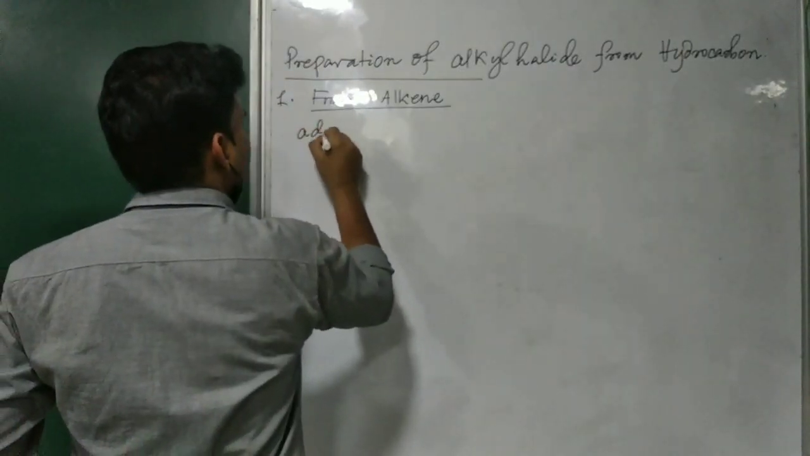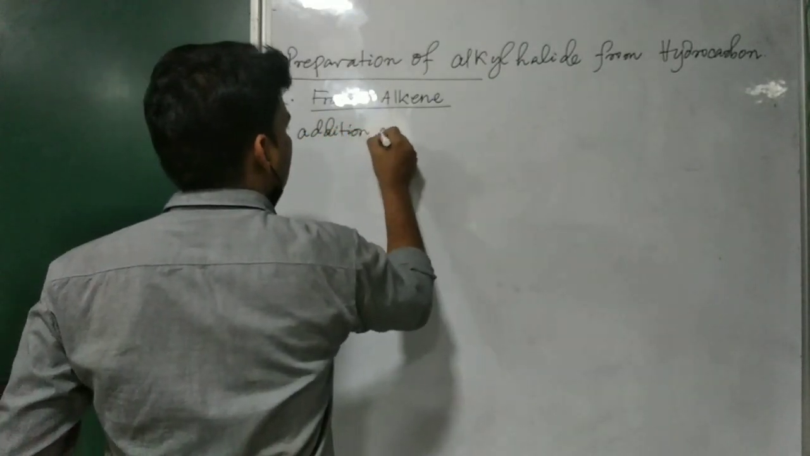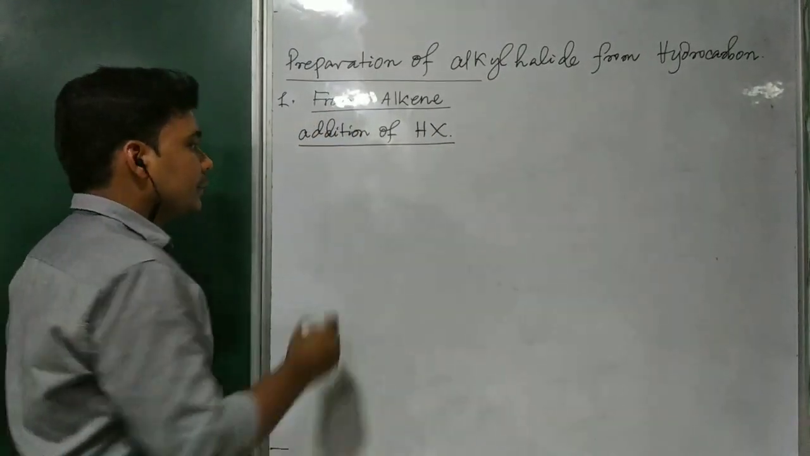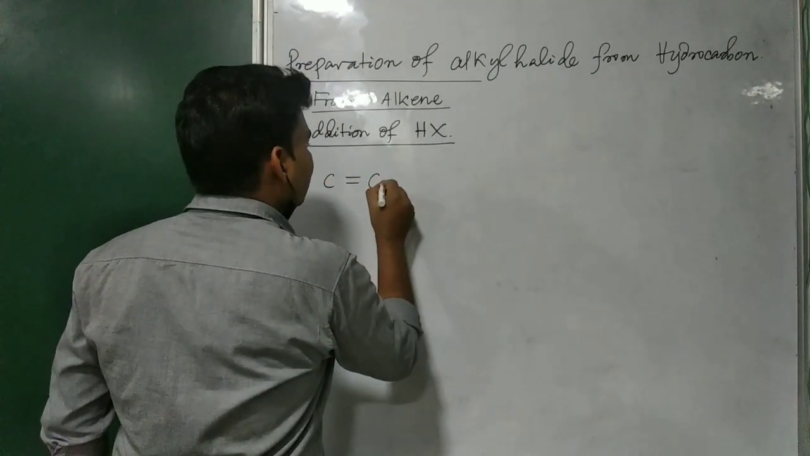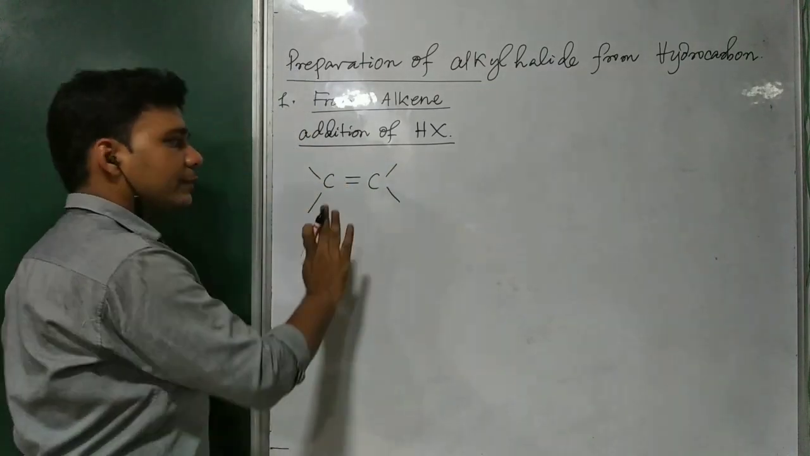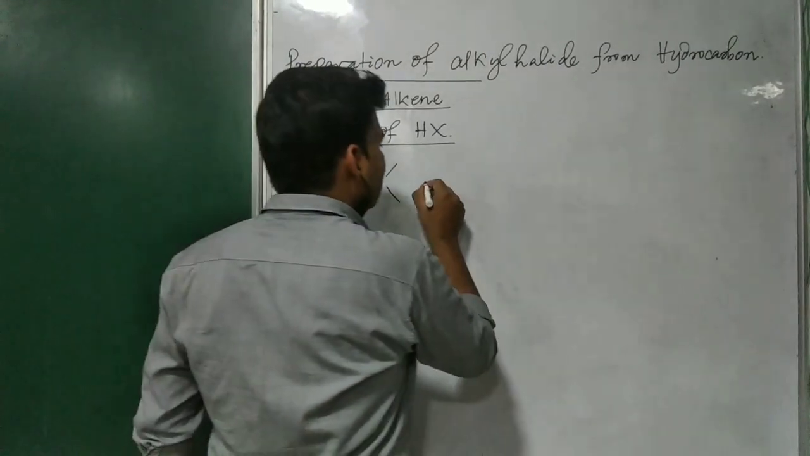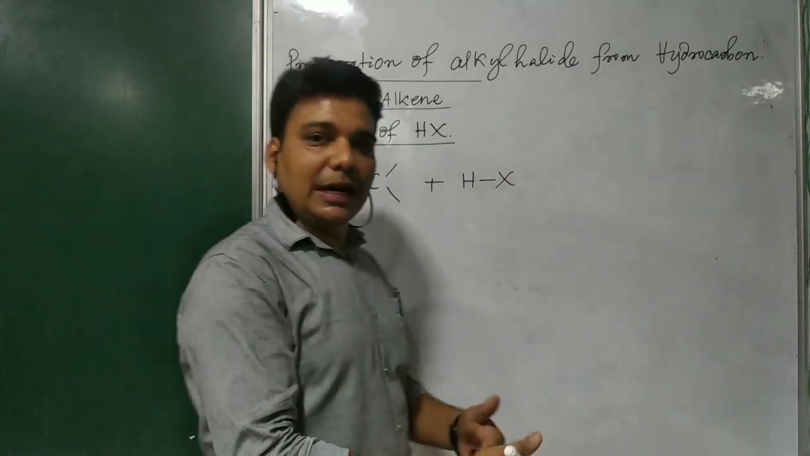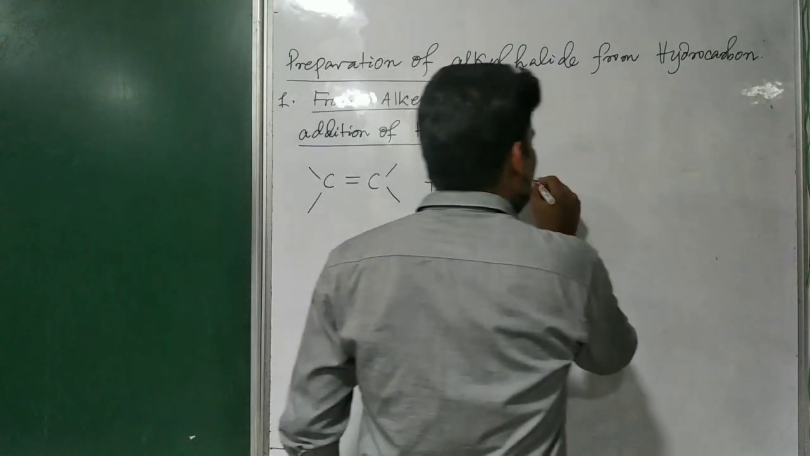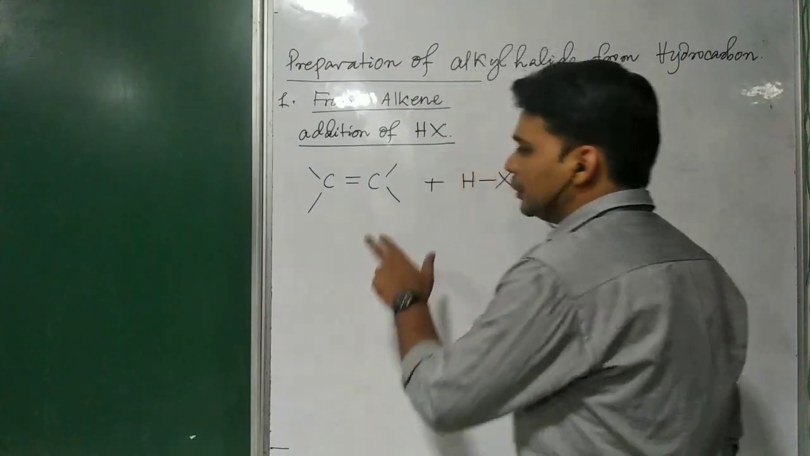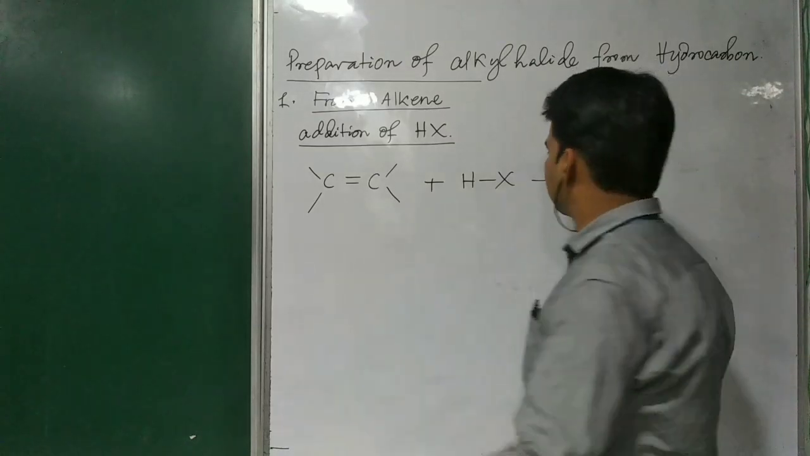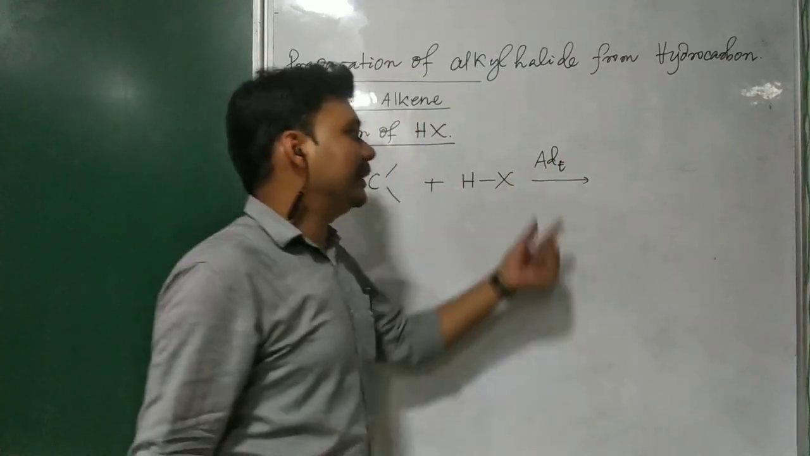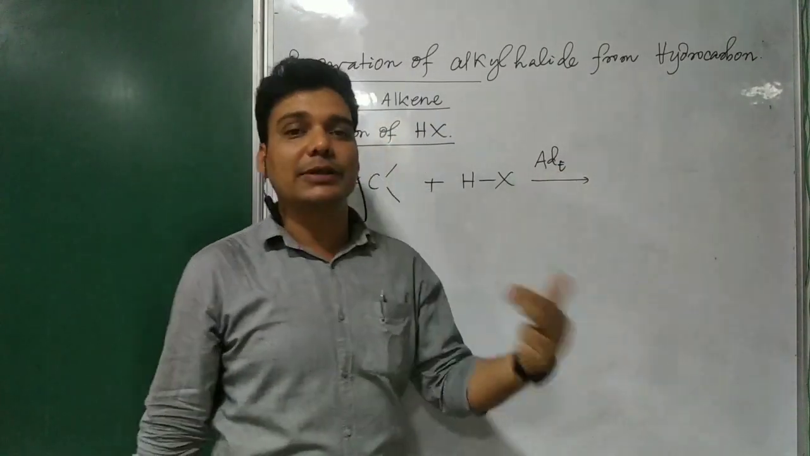Addition of halogen acid HX. Okay. Let me write the general equation. This is the representation of alkene. When this alkene is treated with HX molecule, HCl, HBr, HI, then as a result of the reaction, as I told you, this is electrophilic addition reaction. This is symbolized like this, AdE, Ad for addition, and E for electrophilic.